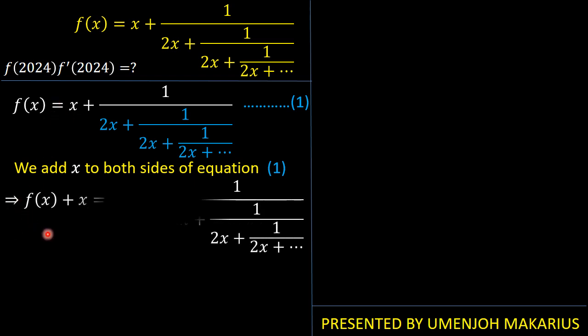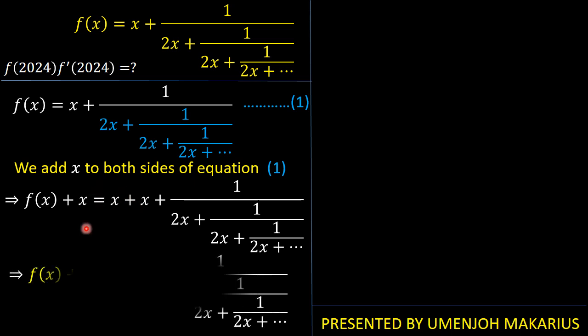Great. So if we add it on both sides, we are going to have f of x plus x, which is the same like we have x plus the x we added, which is then plus all the function. We have plus 1 over 2x plus 1 over 2x plus 1 over 2x and so on and so forth, guys. So if we simplify the right hand side, we are simply going to have f of x plus x, which is the same like x plus x is 2x, plus this our function part that keeps going forever. Great. So that's what we have now, friends.